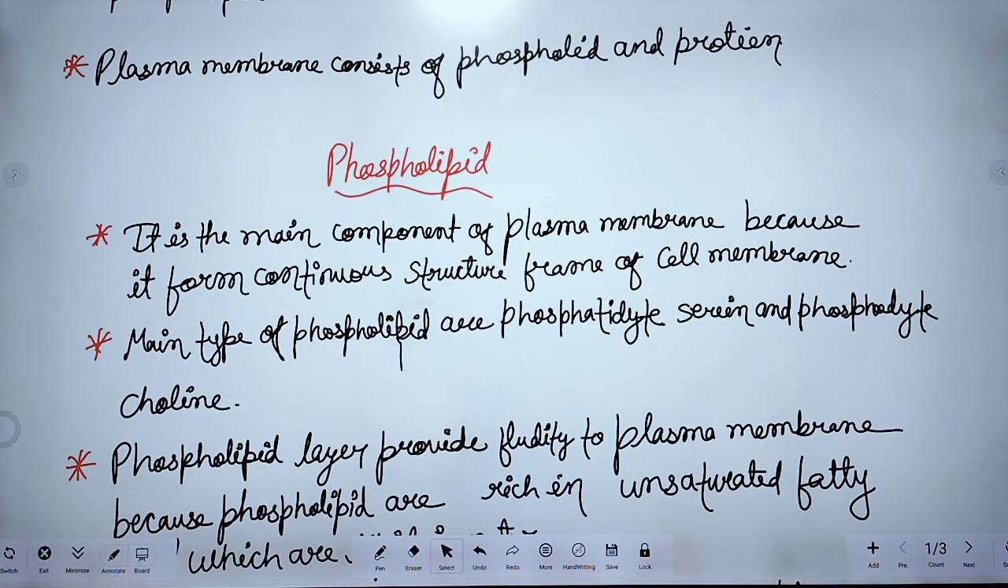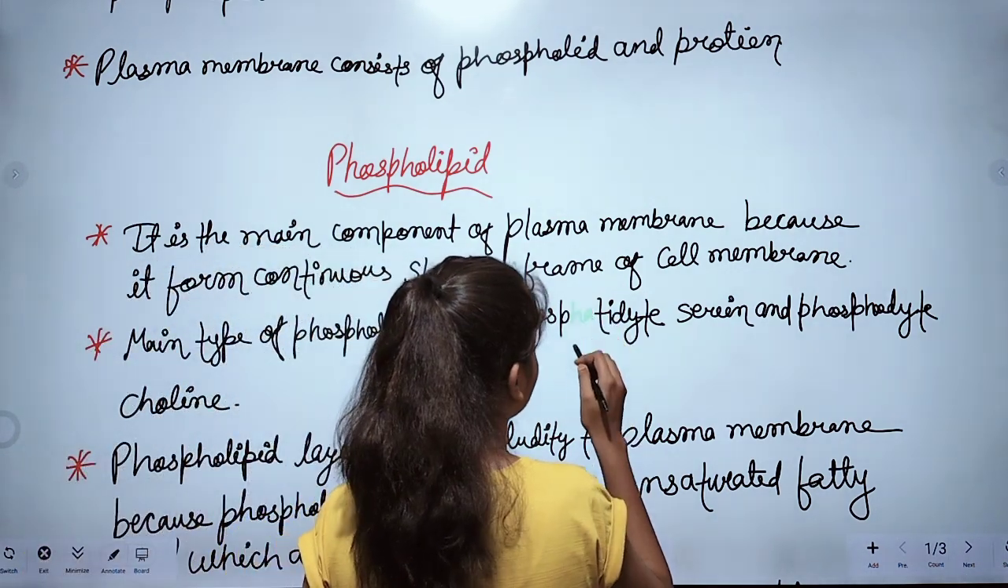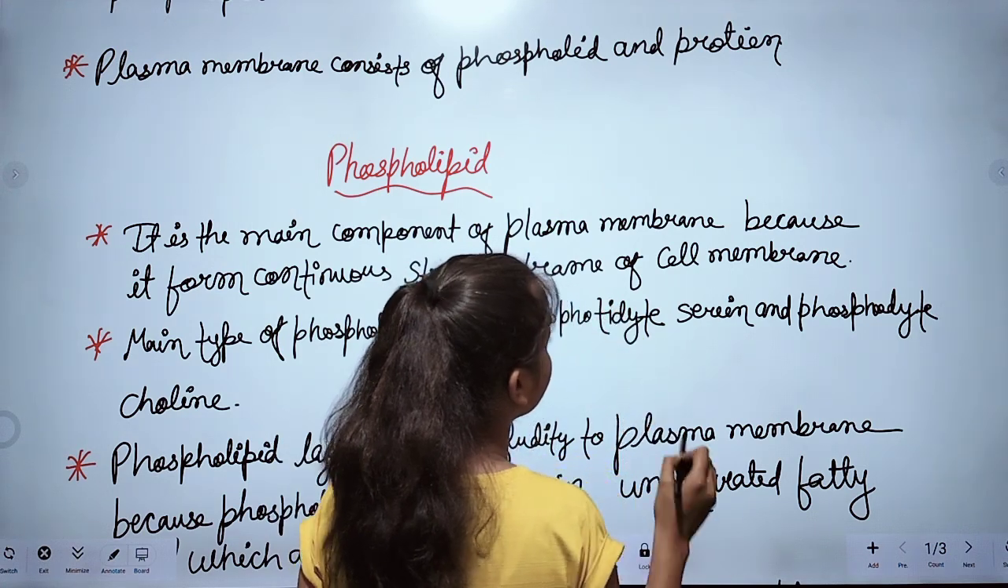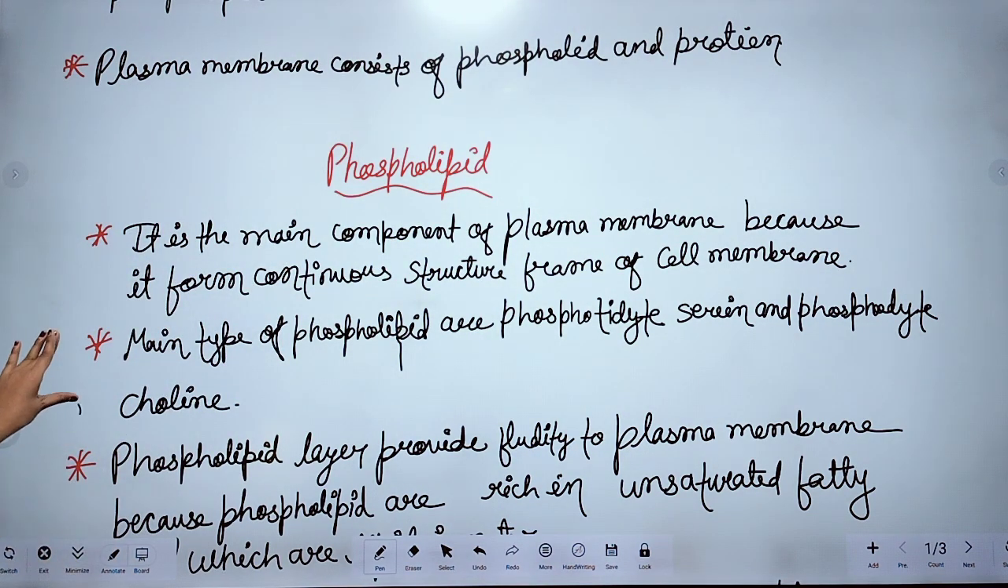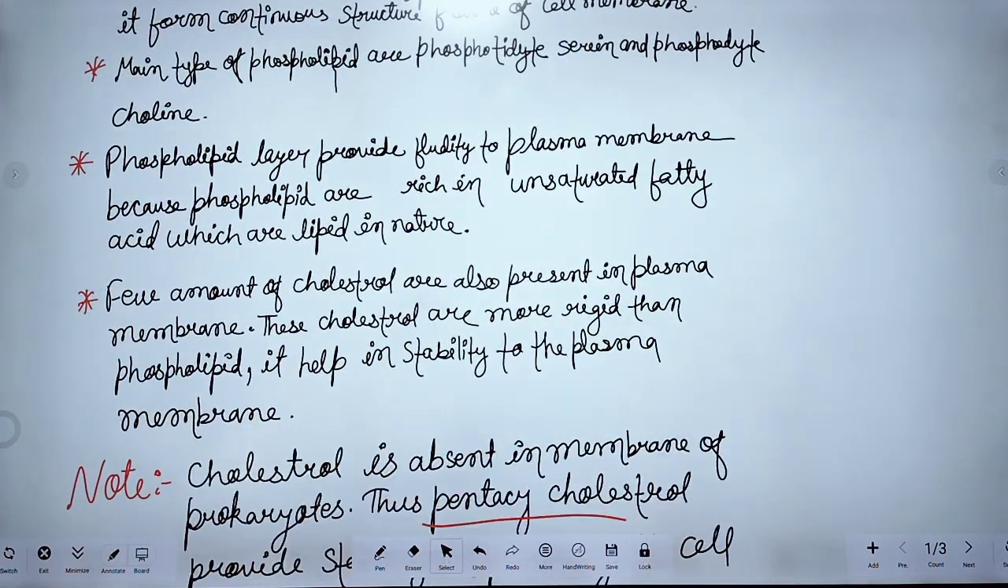After that, the main types of phospholipid are of two names, that is phosphatidylserine and phosphatidylcholine. The phospholipid layer provides fluidity to the plasma membrane because phospholipids are rich in unsaturated fatty acids, which are lipid in nature. That's why it provides fluidity to the plasma membrane.